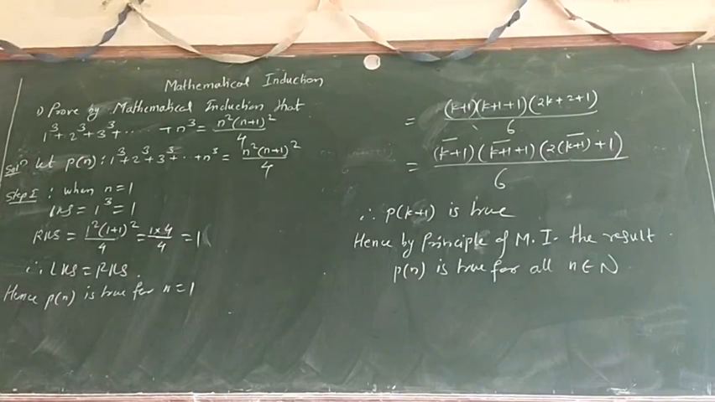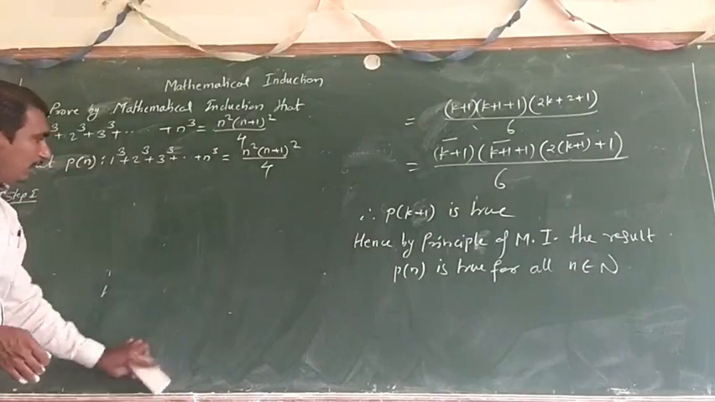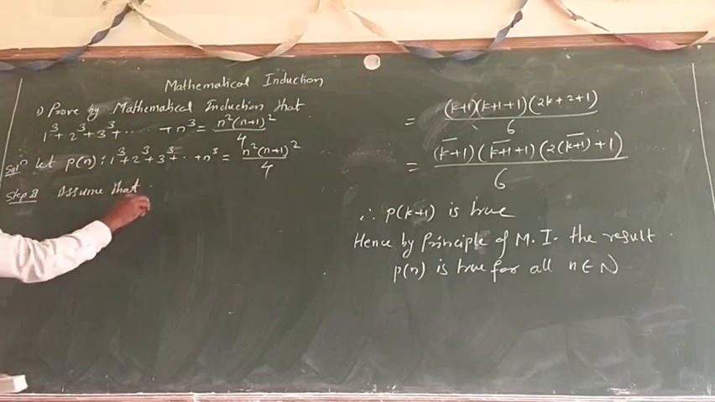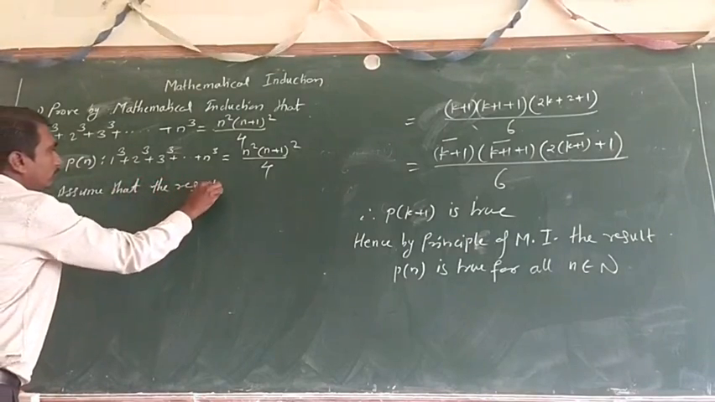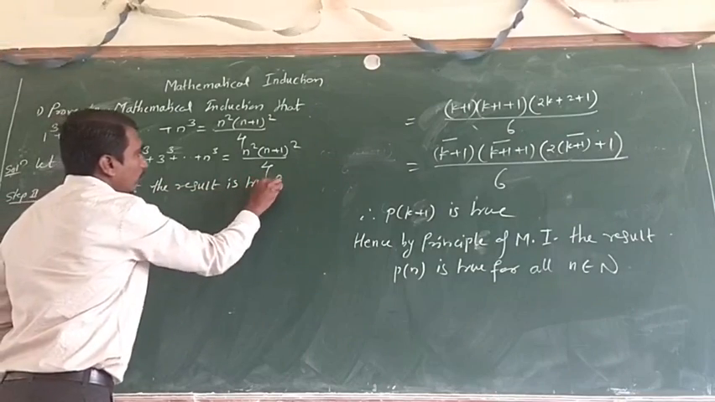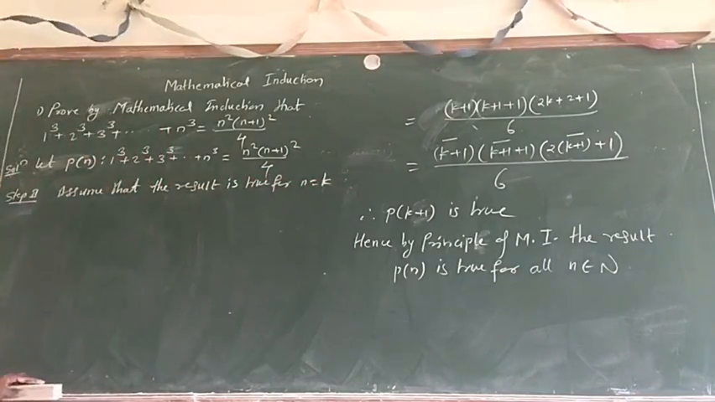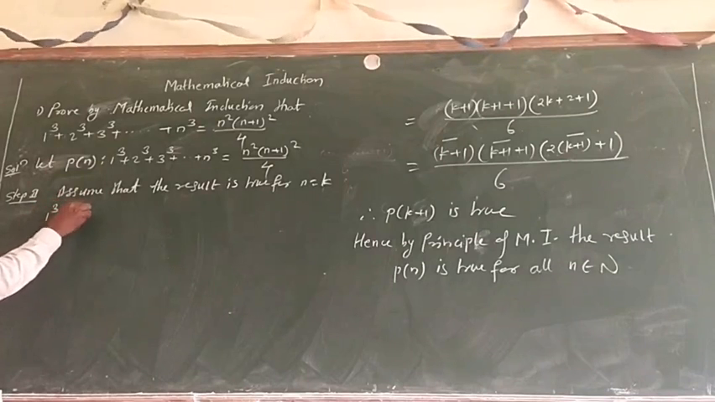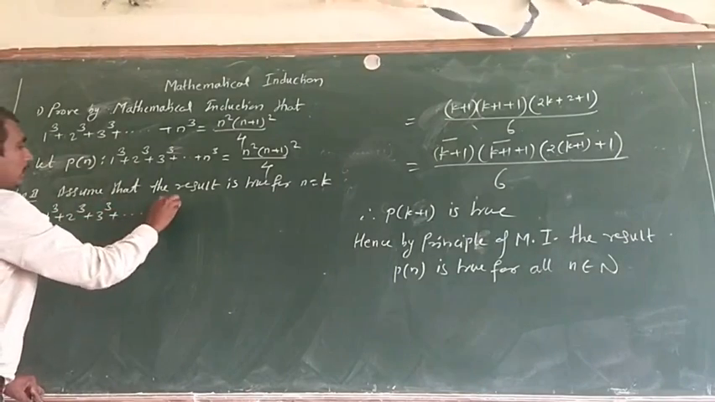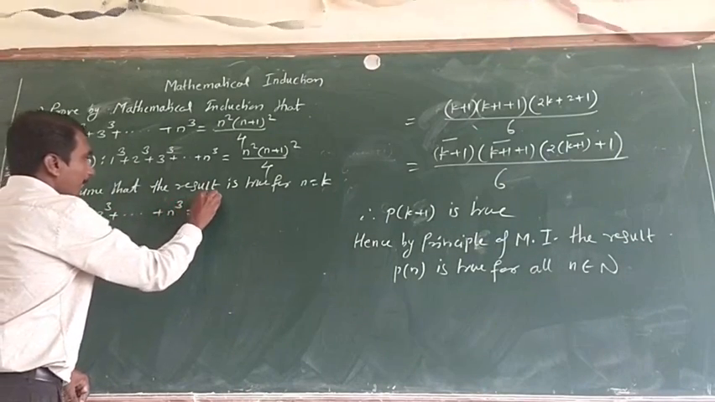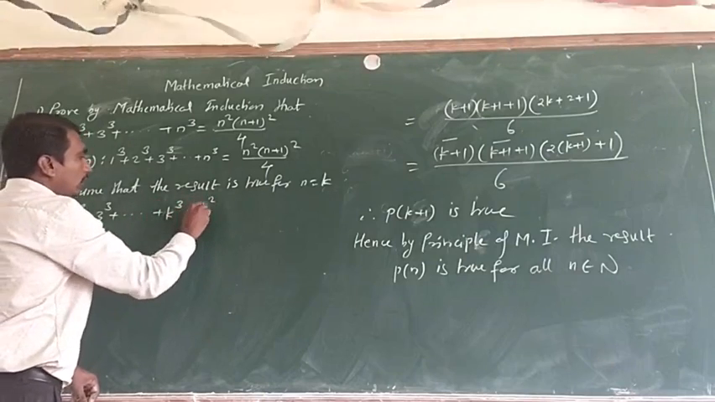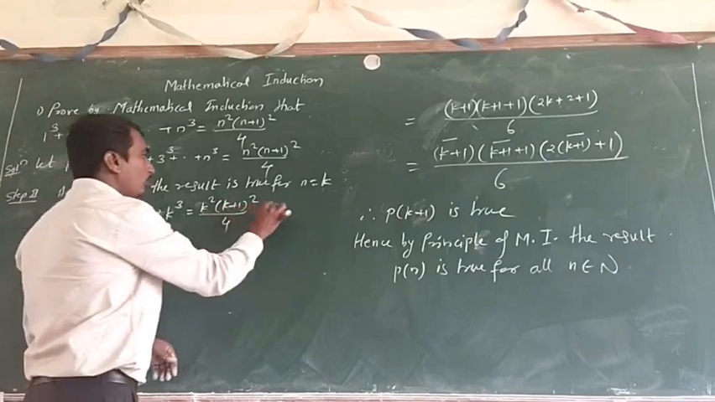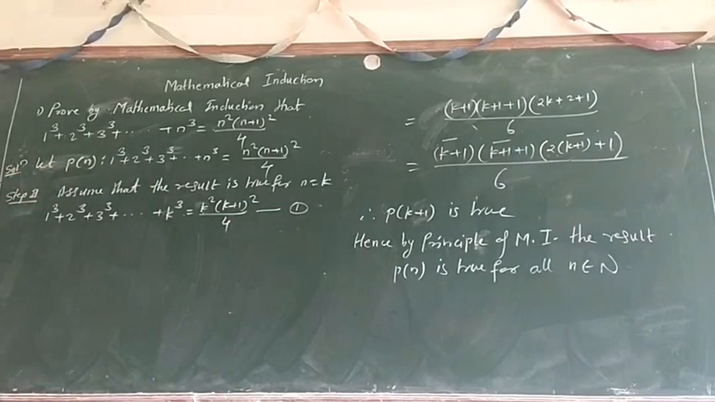Now we consider step 2: assume that the result is true for n equal to k. We assume that the given result is true for n equal to k, that is, 1 cube plus 2 cube plus 3 cube plus so on plus k cube is equal to, taking k here, k square into bracket k plus 1 square by 4. This is step 2.